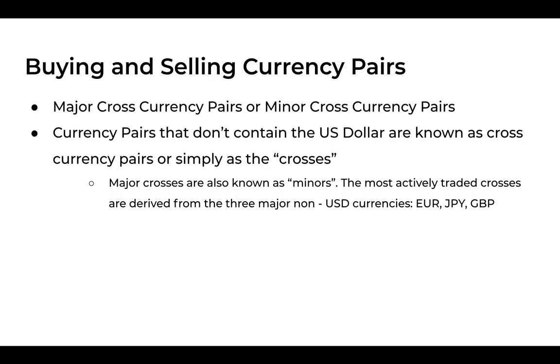So major cross-currency pairs or minor cross-currency pairs, these are pairs that aren't necessarily the most widely traded, but they're still some of the ones that you can take advantage of once you get a little bit more experienced. So currency pairs that don't contain the US dollar are known as cross-currency pairs, or simply as the crosses. Major crosses are also known as minors. The most actively traded crosses are derived from the three major non-USD currencies, which are the euro, the yen, and the pound.